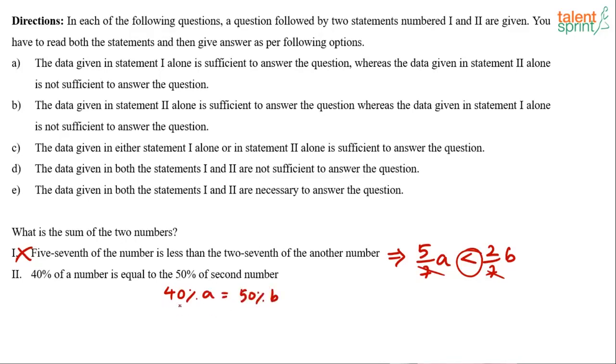What will this give us? Nothing. 4A equals 5B. Fine. But what do we want? We want A plus B equals what? There's only one equation in two variables. Can you solve? No. So 2 also will not give you the answer.